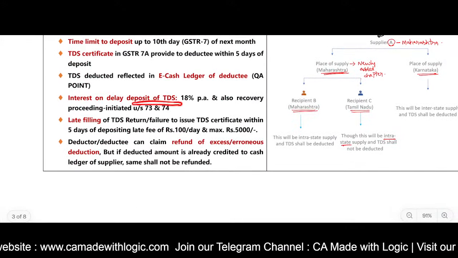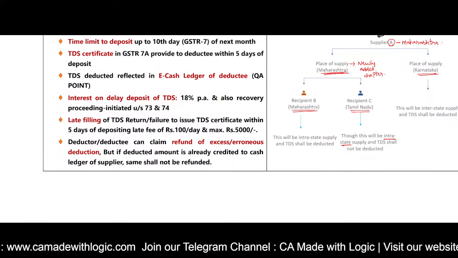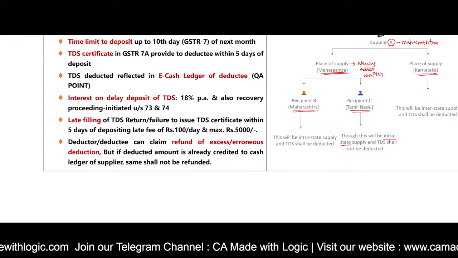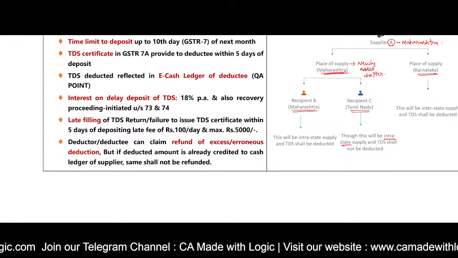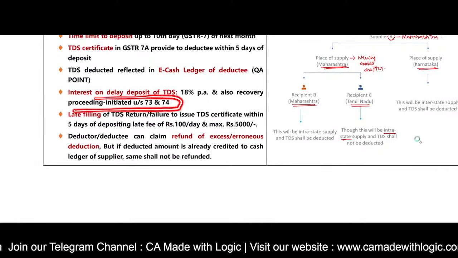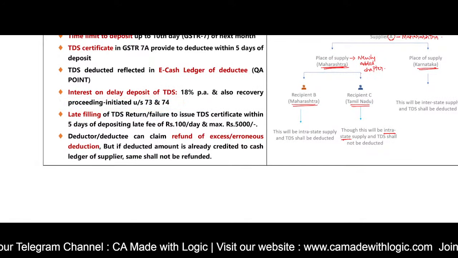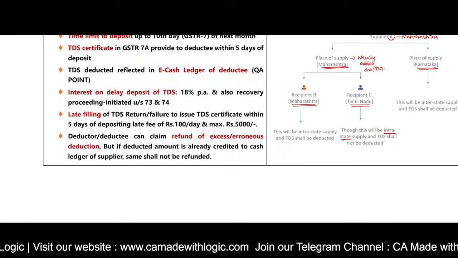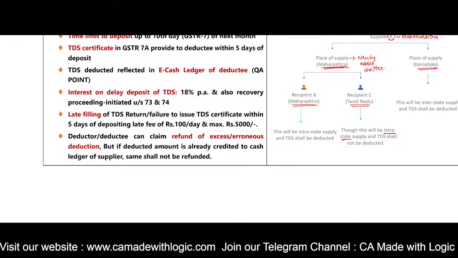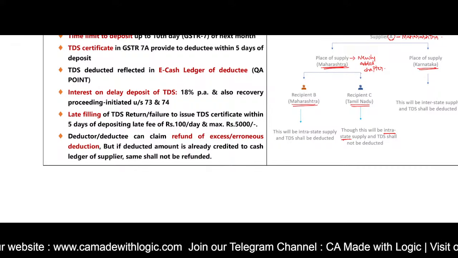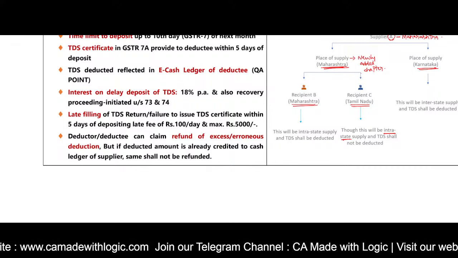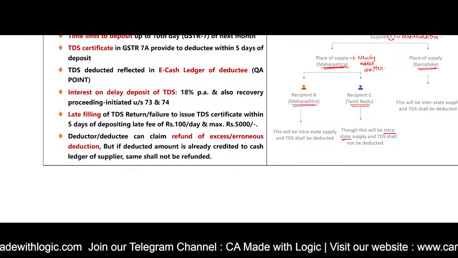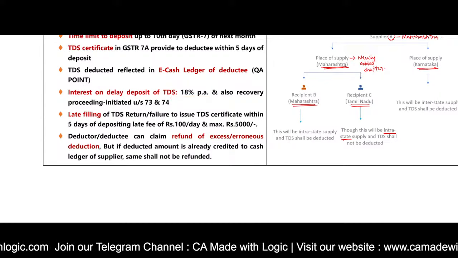So interest on delayed deposit of TDS is 18%. Here they can give it in the form of a question. They'll ask you to calculate the interest, so be prepared for that. Okay, and recovery proceedings can be initiated under section 73 and 74. Sections 73 and 74 are not in the syllabus as of now for the intermediate. This is a portion for CA final. When you come to CA final, you will understand what the contents of section 73 and 74 mean. You just need to remember 18% here.